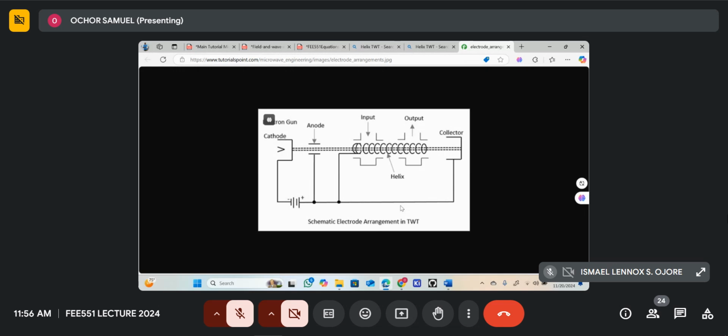Yes. So the purpose of this helix is to reduce the speed of your wave so that the electrons coming from the cathode get enough time to interact with it, and through velocity modulation, you have an output that is amplified. That's what I understood.